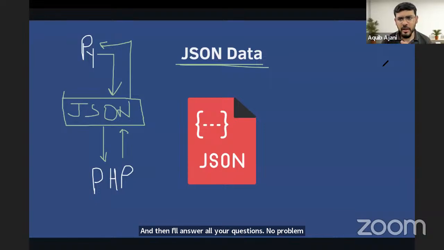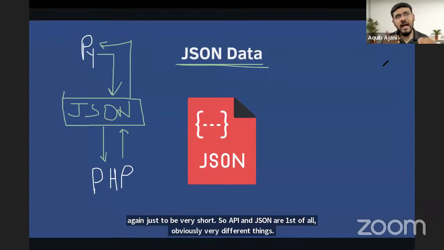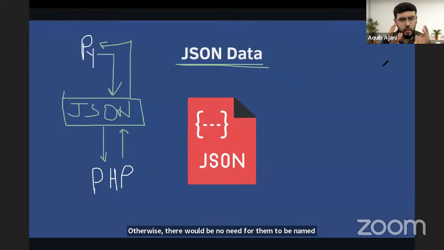Okay. All right, great. So let me quickly repeat it once again, just to be very sure. API and JSON are, first of all, obviously very different things. Otherwise, there would be no need for them to be named differently. API is the process where your application is communicating to the backend. So our front end is communicating to our backend, or two different applications are talking to each other. That's API, right? For example, when the waiter takes your order and gives it to the kitchen, takes the cooked order from the kitchen, gives it to you. That is API, right? So that waiter is behaving as the mediator.